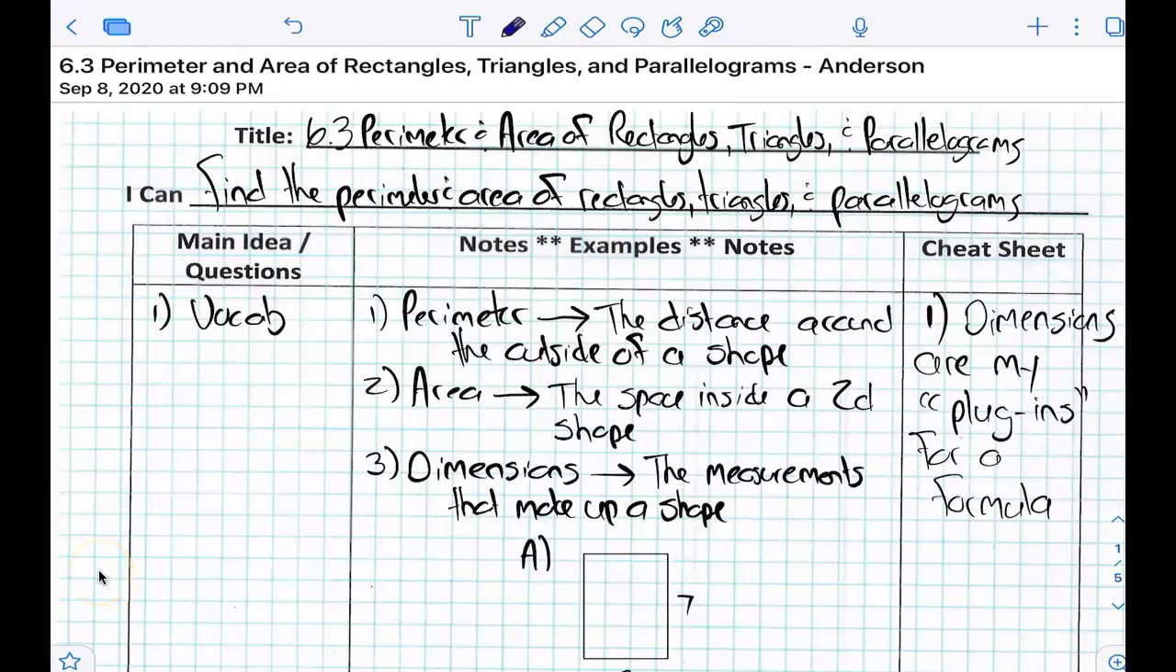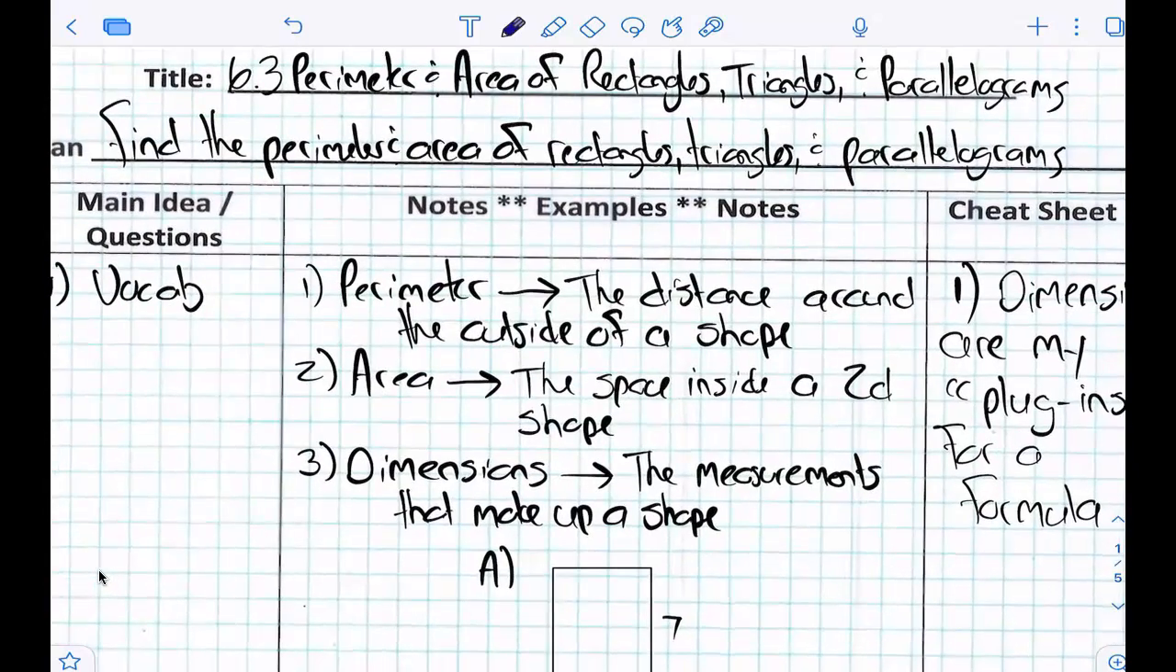Today we're going to talk about perimeter and area of rectangles, triangles, and parallelograms. Can you find perimeter and area of rectangles, triangles, and parallelograms? Yes. Perimeter is the distance around the outside of an object. Just around, the distance around, right? Area would be the space inside. So we've got around the outside and the space inside, right? Perimeter, outside; area, inside. You remember the difference between the two?